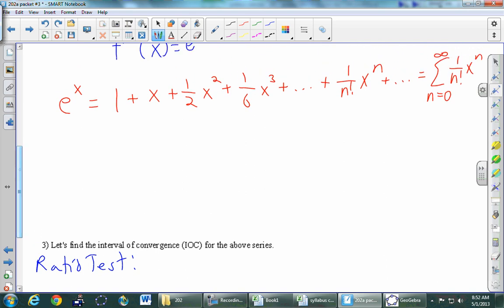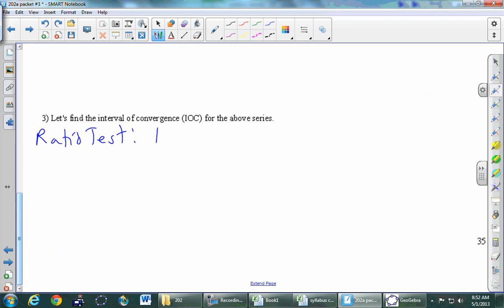Okay, so the ratio test says you take, which one? Do you take the current term divided by the next one, or is it the next one divided by the current term? So this is the limit as n approaches infinity of the next term, a sub n plus 1, over the current term. What's missing? Absolute value. That's important.